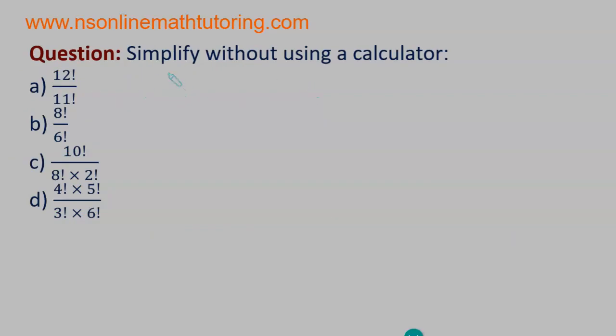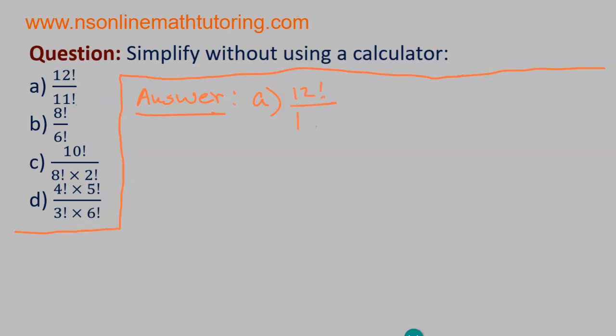So, the next question says simplify without using a calculator. I don't have much space, so I am starting my answer over here. This is the subpart A: 12 factorial over 11 factorial.